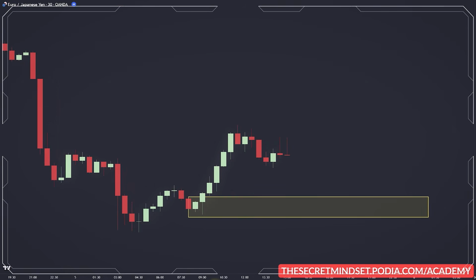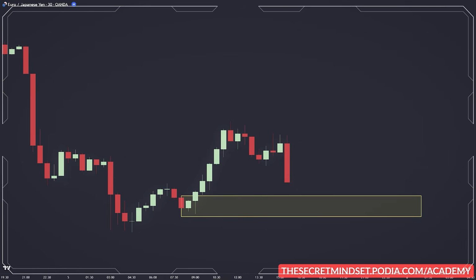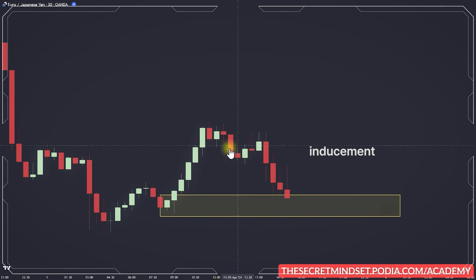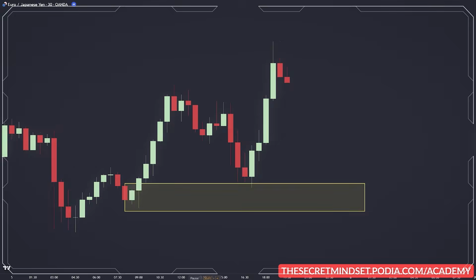And watch what happens next. Before it takes off higher, price does something tricky. It creates a new low point, getting more buyers interested. Then it quickly drops below that low. This is the inducement. It's tricking people into thinking it's going lower.